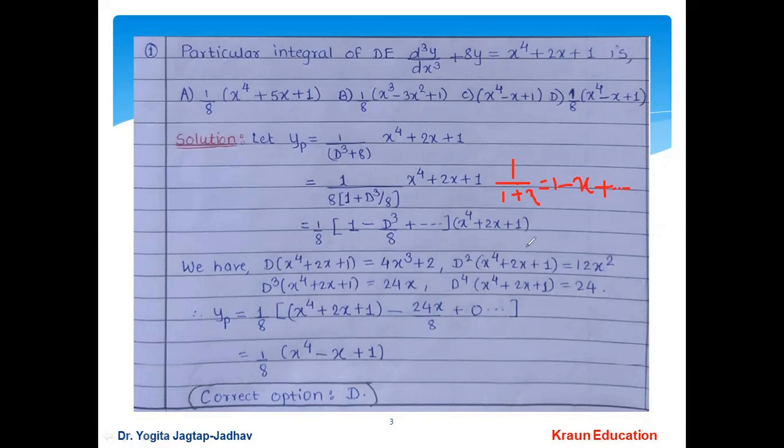Therefore, using it in this expression, we have yp equal to 1 upon 8 into the bracket, multiplying the bracket inside to each of the terms. Therefore, 1 multiplied by this bracket gives the term as it is, that is x raised to 4 plus 2x plus 1. The value of the third order derivative is 24x. Therefore, here we get minus 24x upon 8, and all remaining terms are equal to 0. Now, simplifying this expression, we get yp equal to 1 upon 8 into x raised to 4 minus x plus 1. Therefore, the correct option is option D.